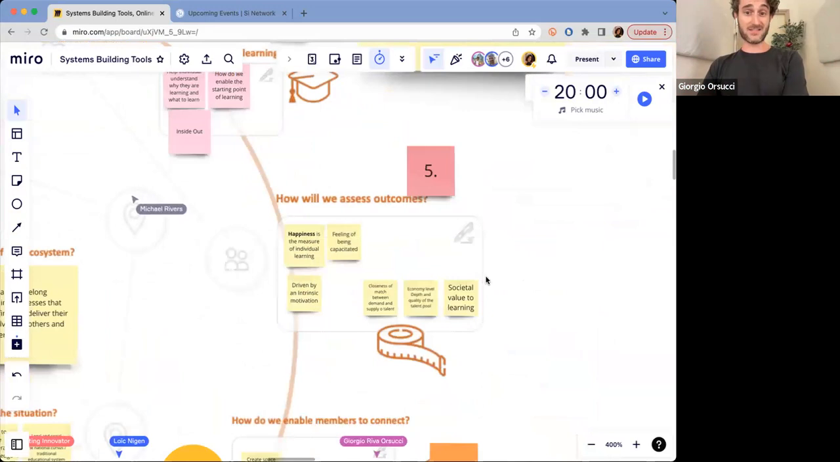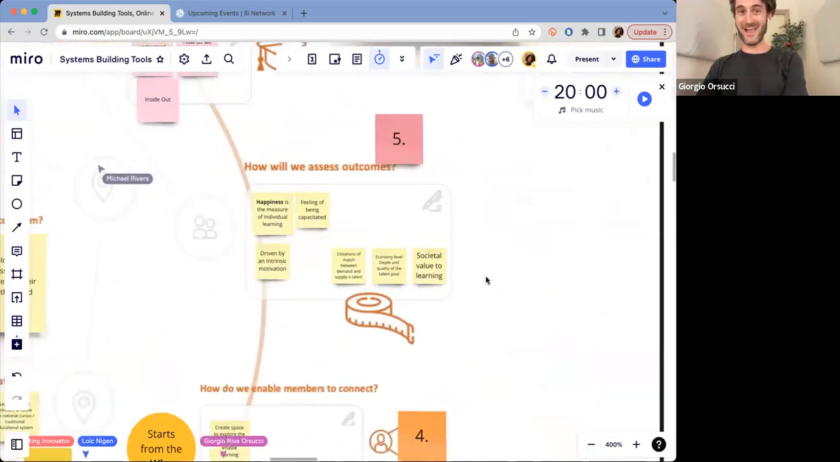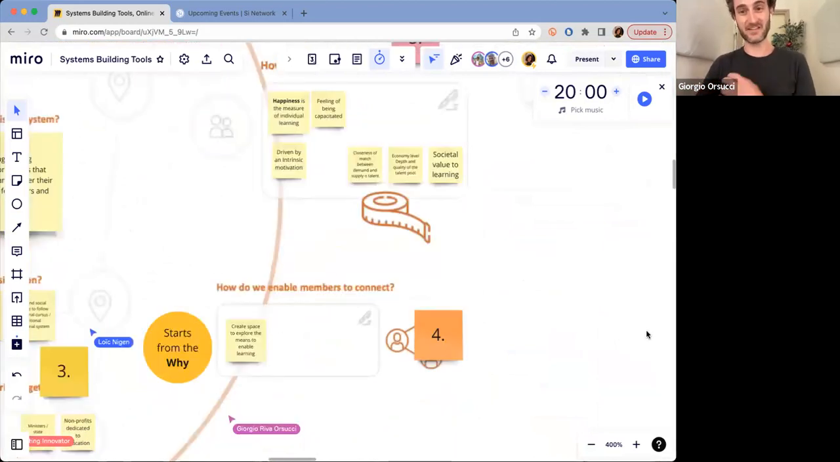Then how do we enable that? We didn't go any more concrete than that because Michael was saying, well, it really depends on the why for each of these people. So we can't really define a specific way to let learners connect between each other because it depends on that why, on the specific type of things that you want to learn as an individual.